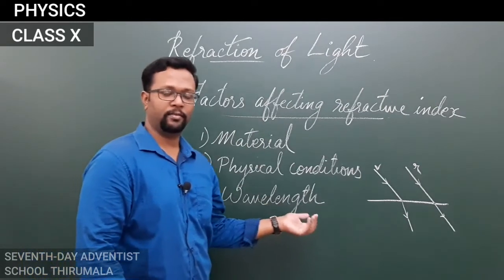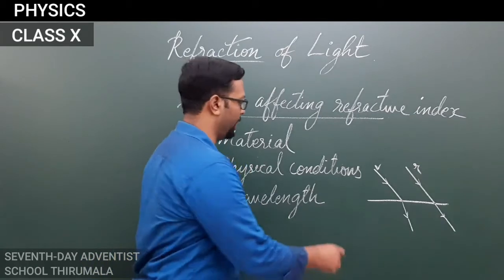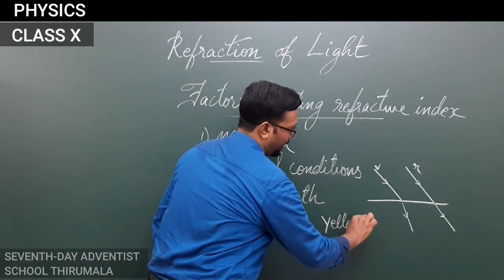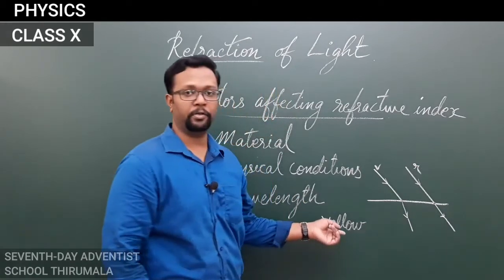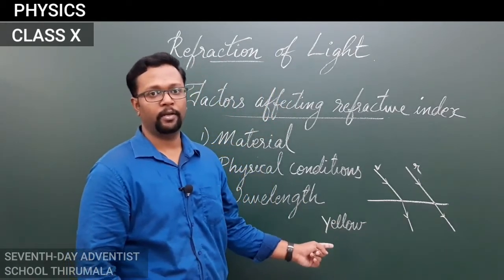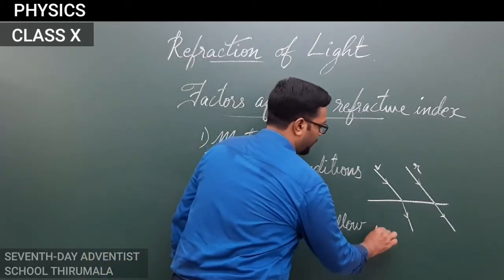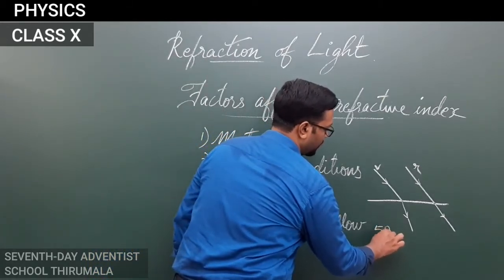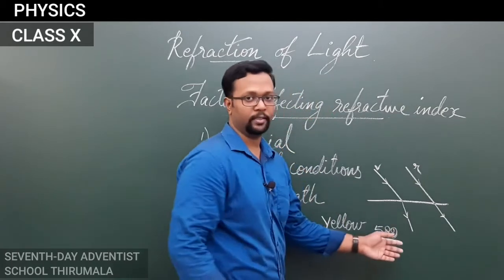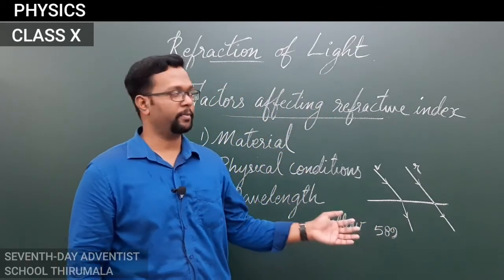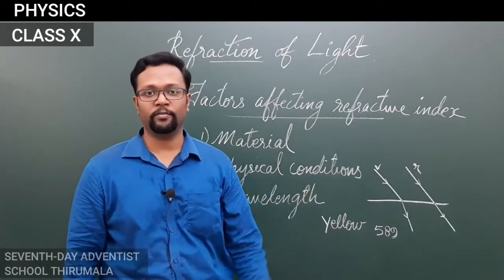For doing most of the experiments, we use yellow colored light ray, and not any yellow, it is the yellow color produced by a sodium vapor lamp, which has a specific wavelength of 589 nanometer. So we use a specific color of light for doing most of the experiments in refraction of light.